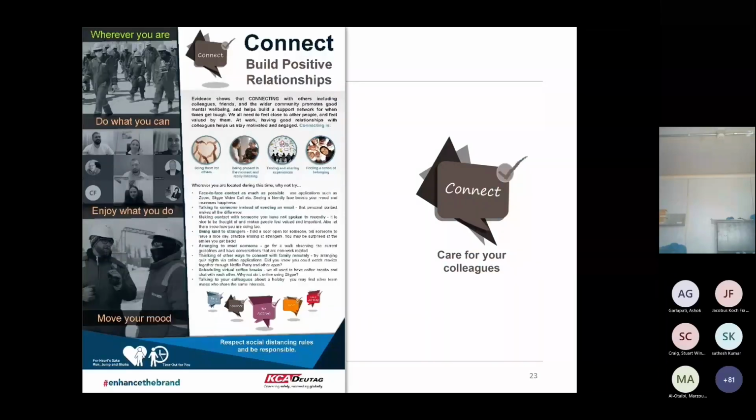So connect, so care for your colleagues. We ask them to connect with each other, speak, regardless of whether it is on the rig side or at home. If you can do it online, offline.